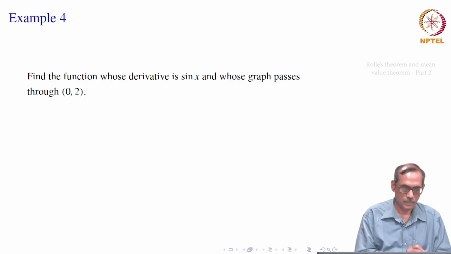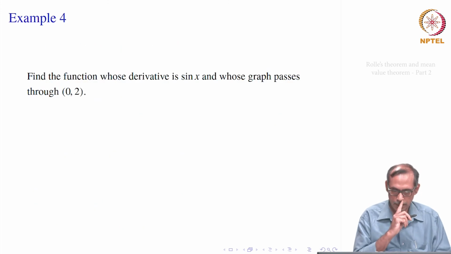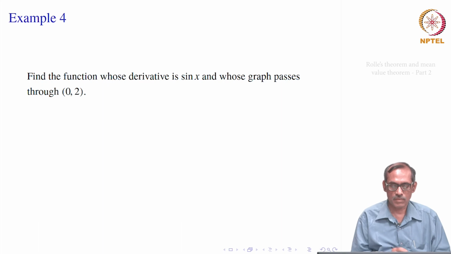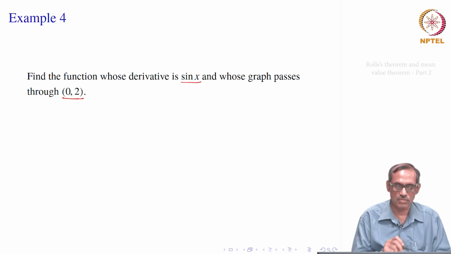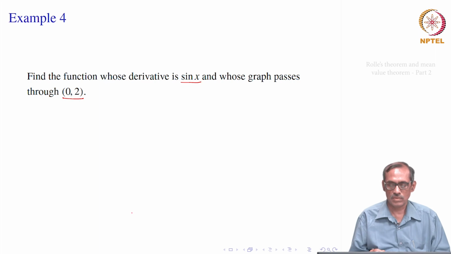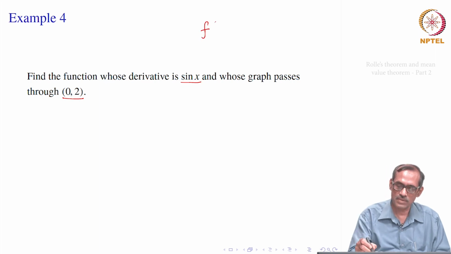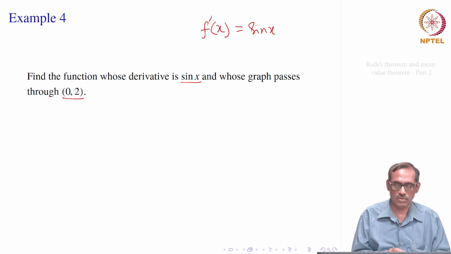That's it. So, now let us take another example. Here we are asked to find a function whose derivative is sin x and whose graph passes through the point 0, 2. So, that means we need a function f of x such that f prime of x will be equal to sin x, and it passes through the point 0, 2, that is f at 0 is equal to 2.